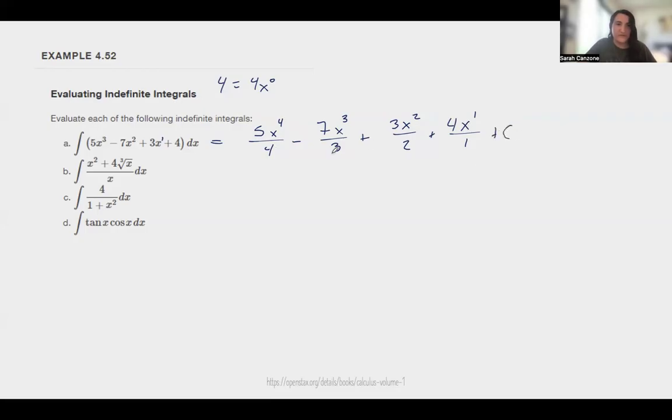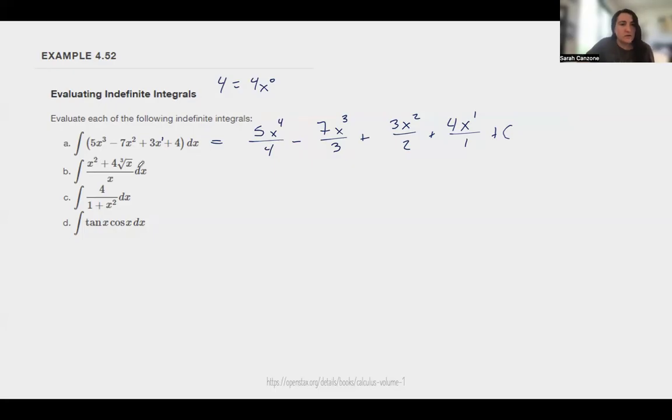There's really no way of simplifying this. Obviously, 5 over 4, 7 over 3, 3 over 2, those are all irreducible fractions. This 4 over 1, you could just write as 4. That's the only thing you could simplify, but for the sake of time, I'm not going to rewrite this whole thing. If this was, for example, 12 over 4 or something like that, I would probably rewrite it just to make it look a little bit prettier.